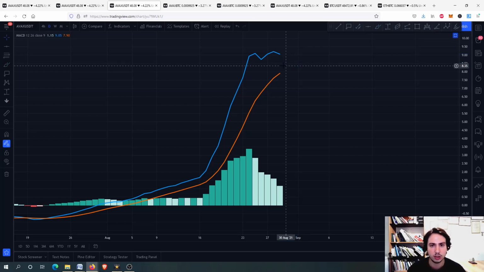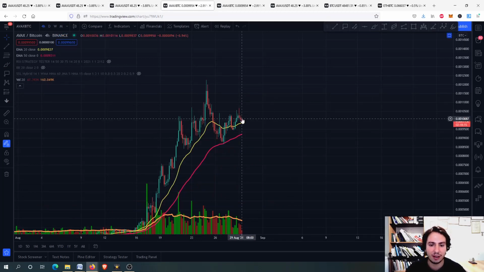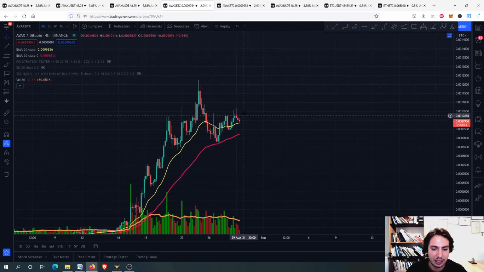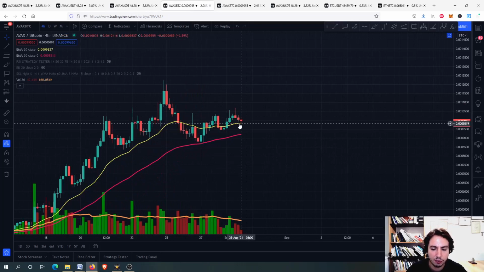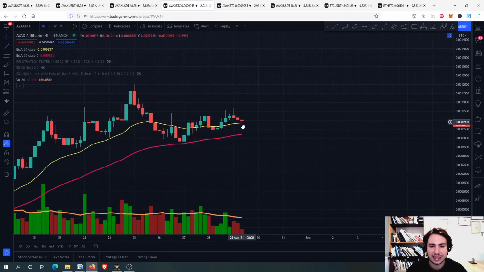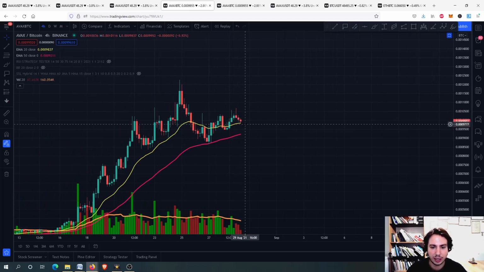Okay, so we are looking good according to the MACD on the daily frame. Let's go a little bit to the Avalanche Bitcoin chart. You can see it looks identical to the USDT. We have the 20-day EMA being our support level. For now, we are correcting just a little bit, just a small correction right here against Bitcoin.